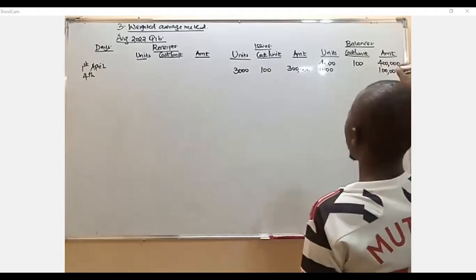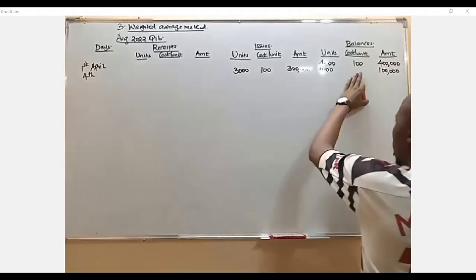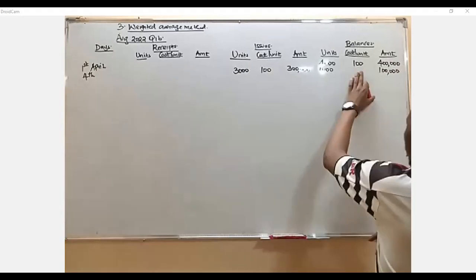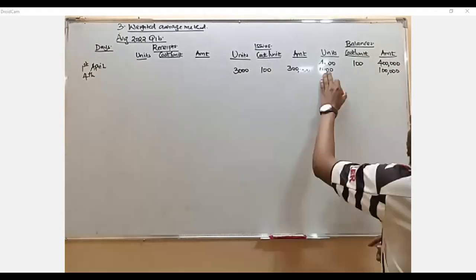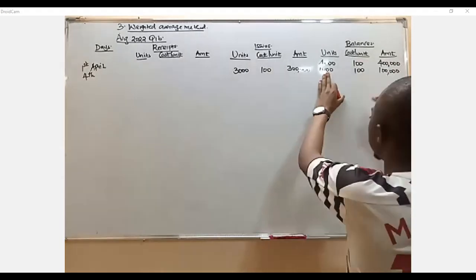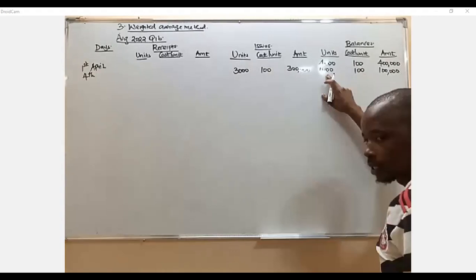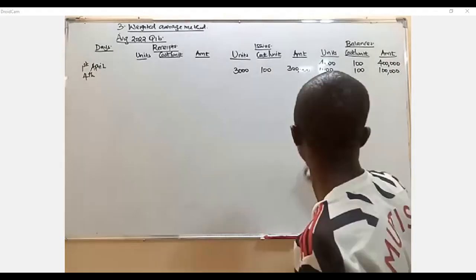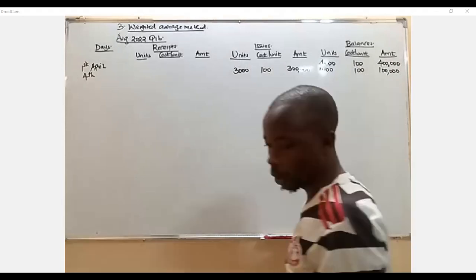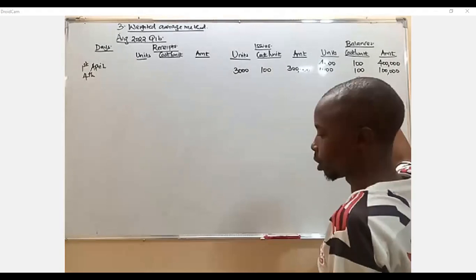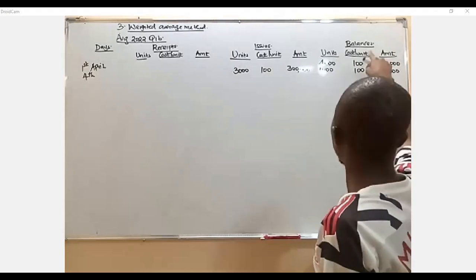So on the weighted average method, every time you are calculating your balances, you need to determine the cost per unit. If this is 100,000 divided by the number of units, 1,000, what are we going to get? We're going to get 100. So every time we are issuing, we issue at the cost per unit that you have already calculated on the side of the balances.